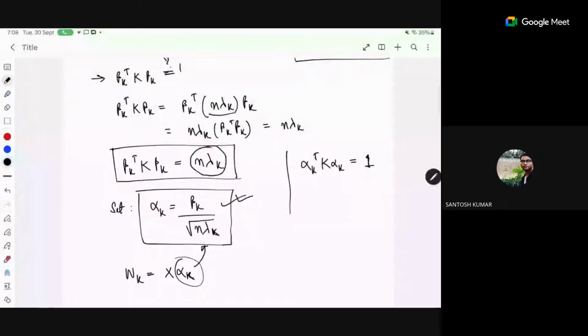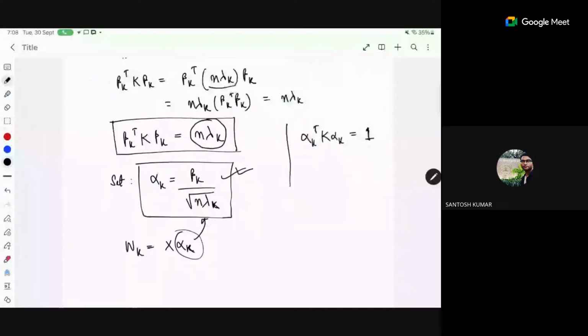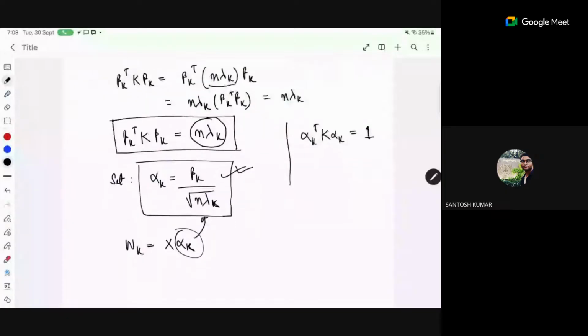So we need to scale it down. So we are setting alpha k to beta k divided by the square root of n lambda k. Once we set our alpha k to be this, it will satisfy this. If I put alpha k in both these equations, which is K of alpha k equal to n lambda k alpha k, and the second, alpha k transpose K alpha k, then it will turn out to be 1 using alpha k to be this.